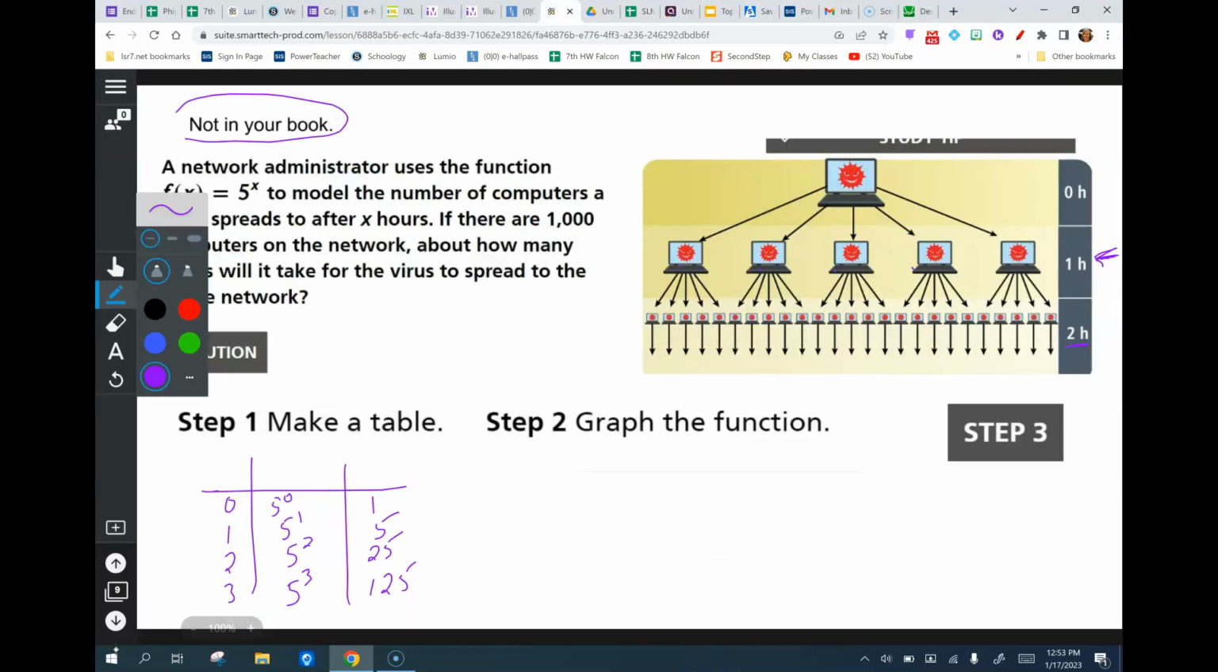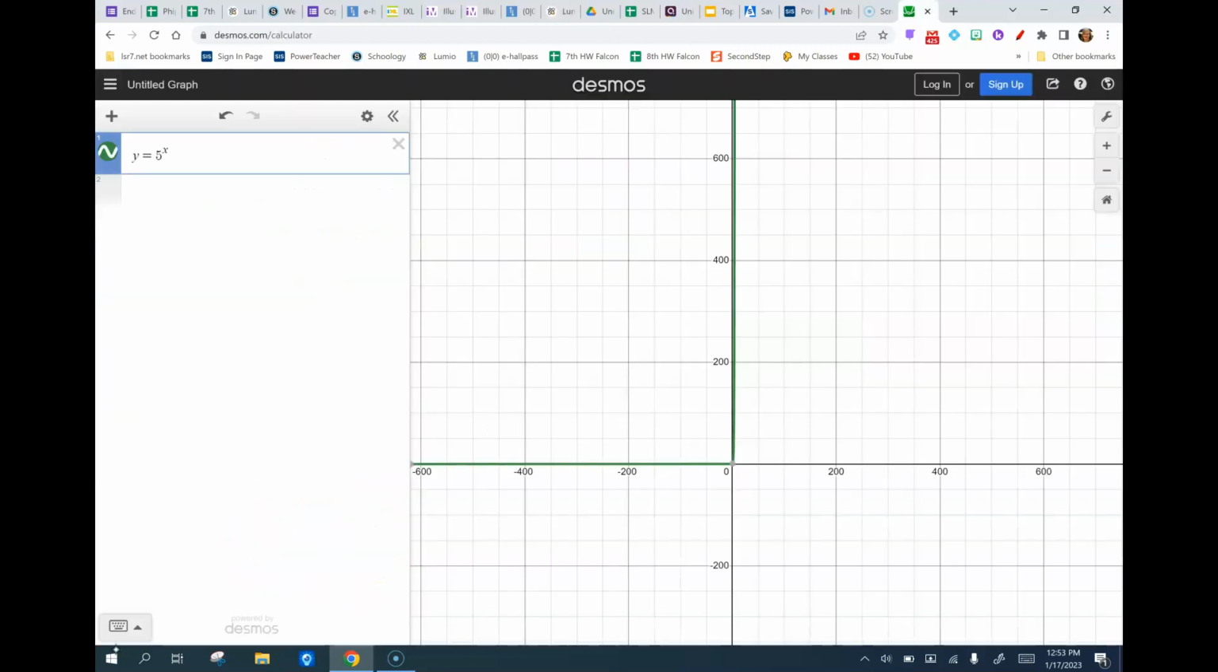Okay, graph the function. We did that. So now what we want to know is, if there are 1,000 computers on the network, about how many hours will it take for the virus to spread? So we're going to go to 1,000. When x is 1,000, go back out to Desmos.